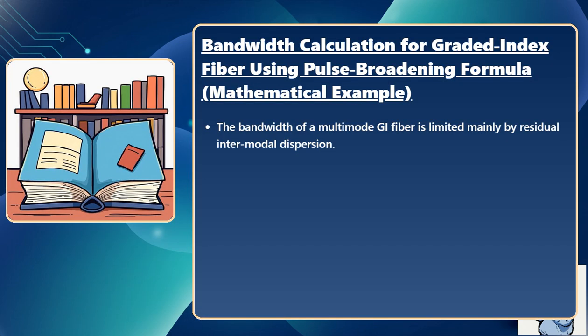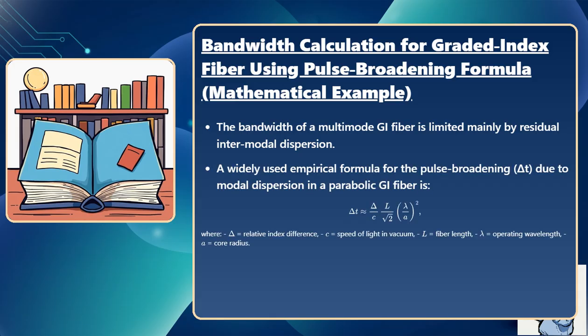The bandwidth of a multimode graded index fiber is limited mainly by residual intermodal dispersion. A widely used empirical formula for the pulse broadening ΔT due to modal dispersion in a parabolic graded index fiber is ΔT ≈ (Δ/c)(L/√2)(λ/a)², where Δ equals relative index difference, c equals speed of light in vacuum, L equals fiber length, λ equals operating wavelength, a equals core radius.